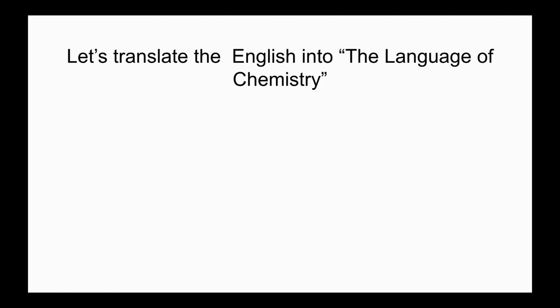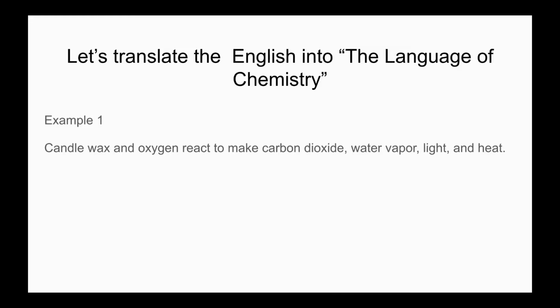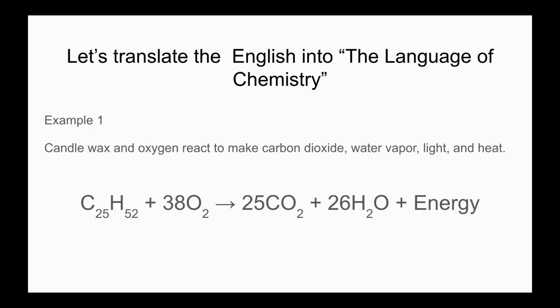So let's do an example. We're going to translate English into this language of chemistry. Our example is that candle wax and oxygen react to make carbon dioxide, water vapor, light, and heat. In the language of chemistry, my chemical reaction looks like this, where C25H52 is our candle wax.